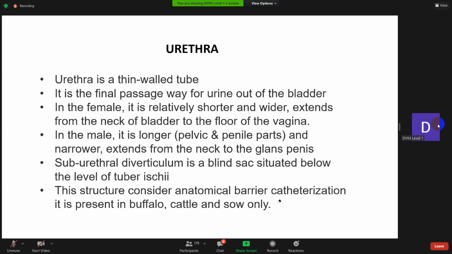In case of any obstruction in the urethra, suppose the urine is not coming, you have to go for catheterization. During catheterization, you have to take care that you are not puncturing the suburethral diverticulum. And this is a very short lecture today because I am ending my classes with this presentation today. I will go back again and we will discuss again.